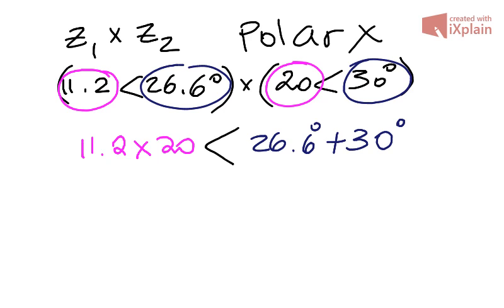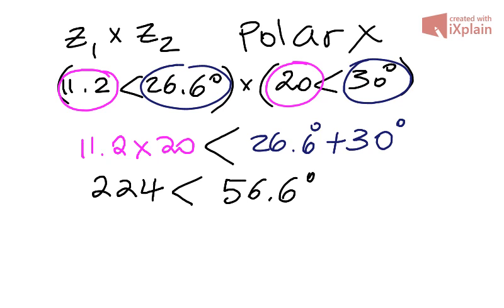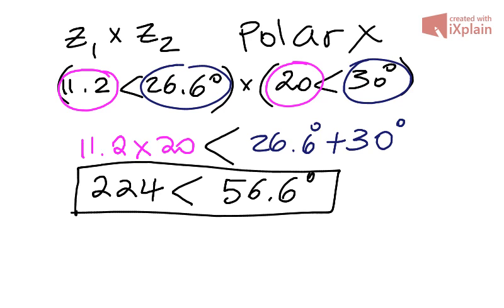So let's see what we get for 11.2 times 20. We get 224 is the new magnitude, or R, and 26.6 plus 30, we get 56.6 degrees is the argument. So this is the product of Z1 and Z2: 224, 56.6. So the next task will be to add Z1 and Z2.